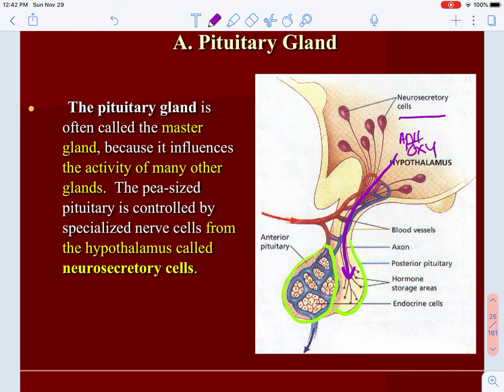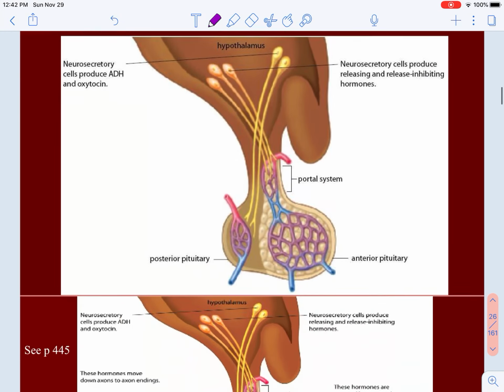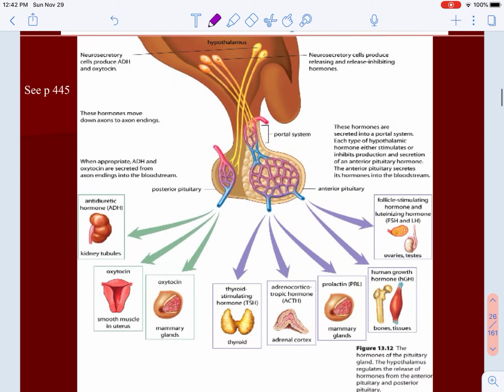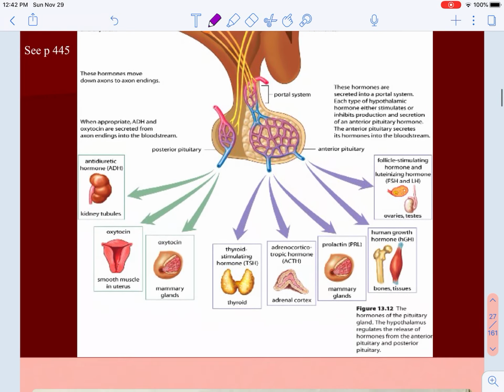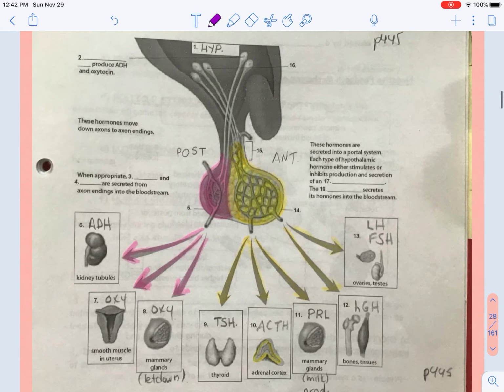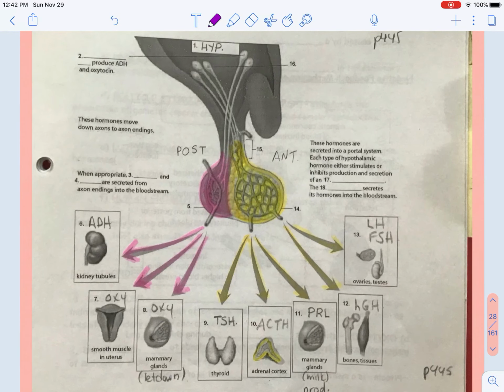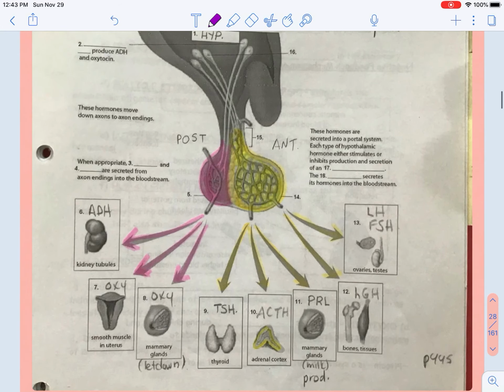On the other hand, all the anterior pituitary hormones are actually made by these glandular cells here that make those anterior hormones. The picture here that you have in your notes, it would be great to differentiate those two parts of the pituitary. So I'm just showing you that you could highlight the posterior, I've got it in pink here, and the anterior in yellow, and I put the abbreviations for those hormones in there.